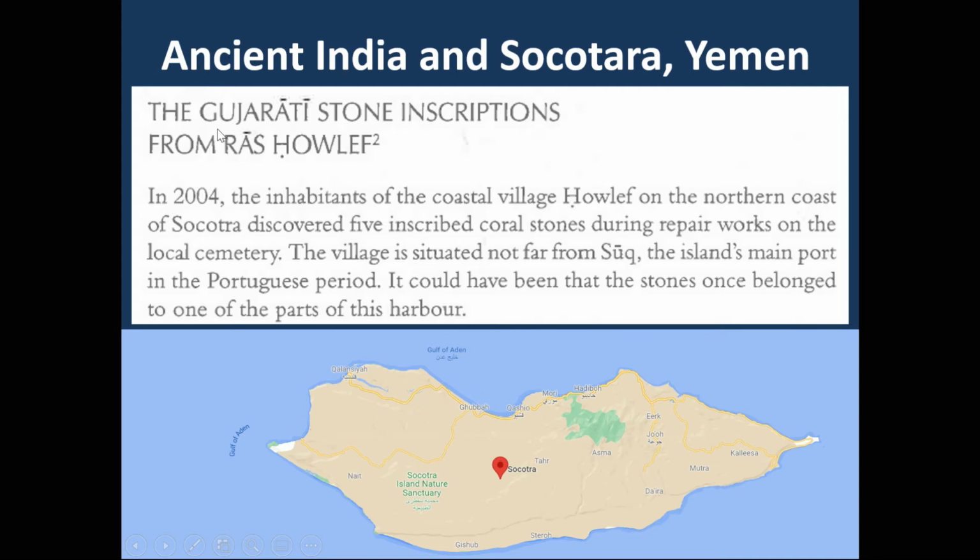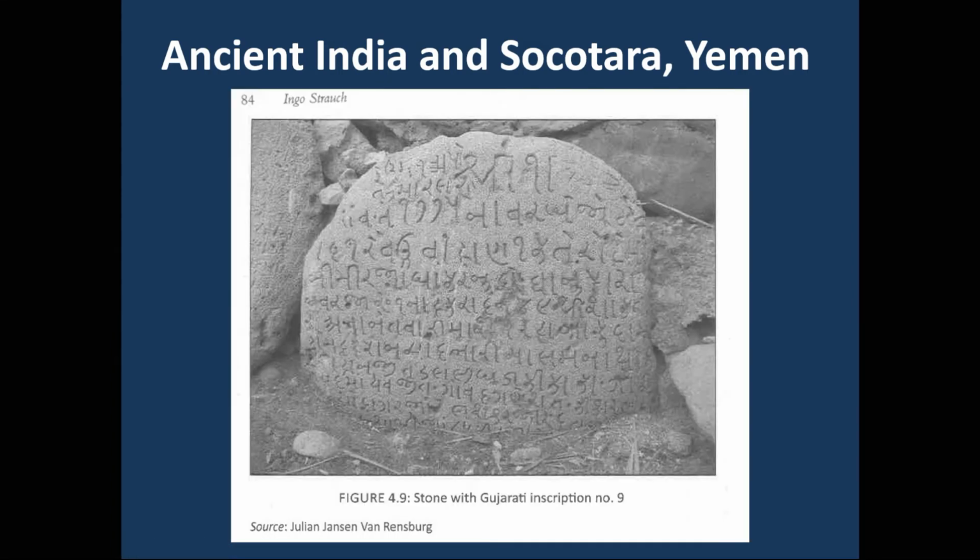Then on this island you also find quite a lot of inscriptions, around 5 of these. For example, in 2004 when excavations were done here, there were 5 stones found which had Gujarati language inscriptions on them. So here is a picture. You can see here that this is a stone that has been found here, and then a certain Gujarati text appears here. So this is found in Socotra in Yemen.